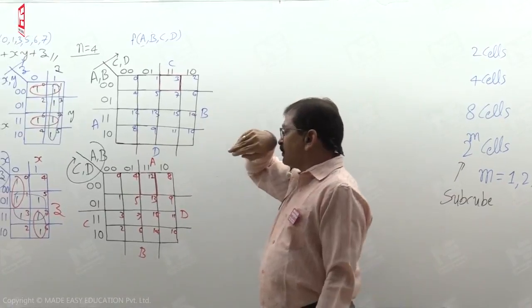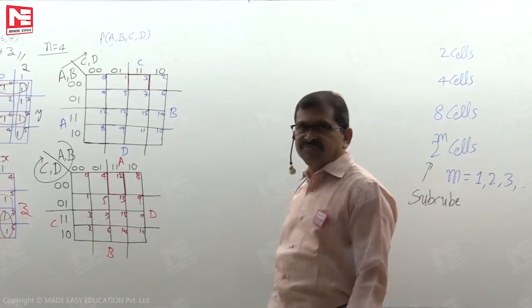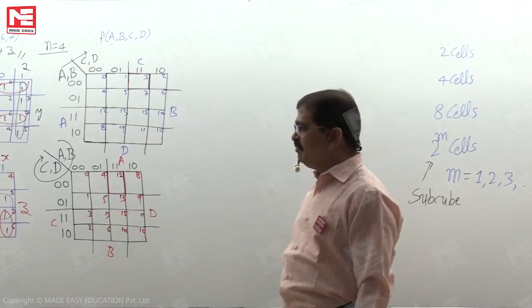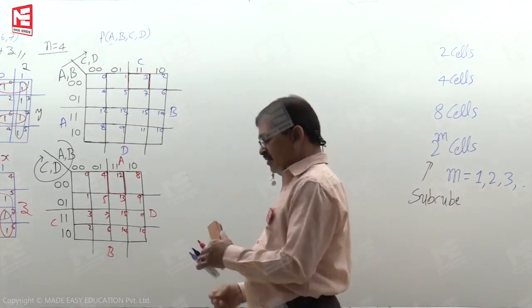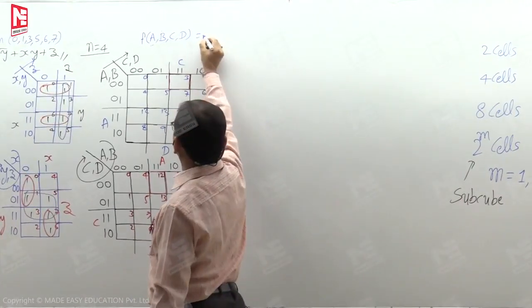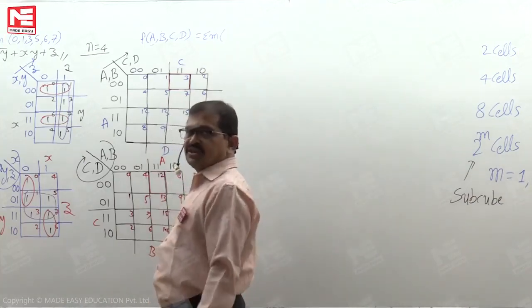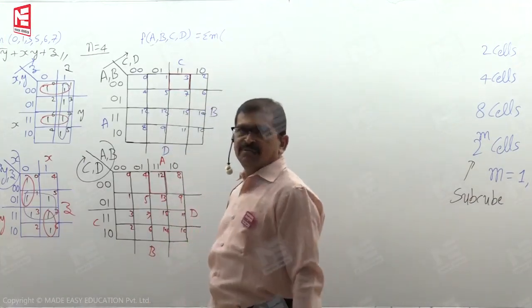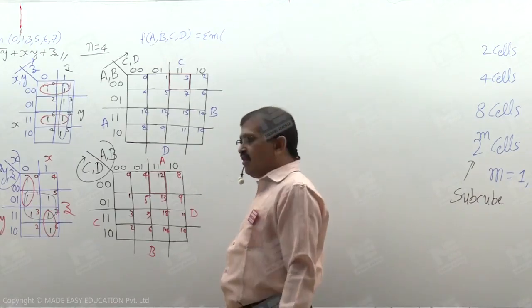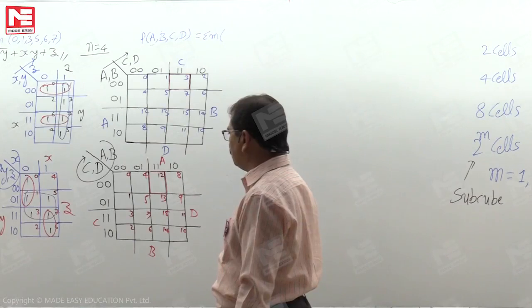Now, let us try for a 4 variable function. Let us take a function of 4 variables. Note down. Find the minimal SOP expression for the function f of ABCD.